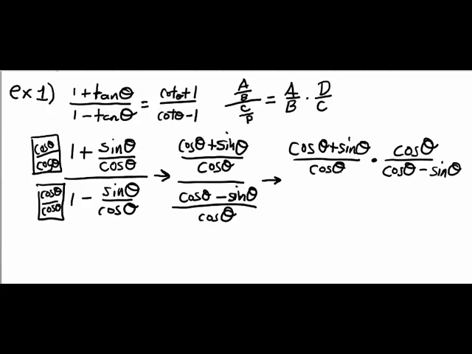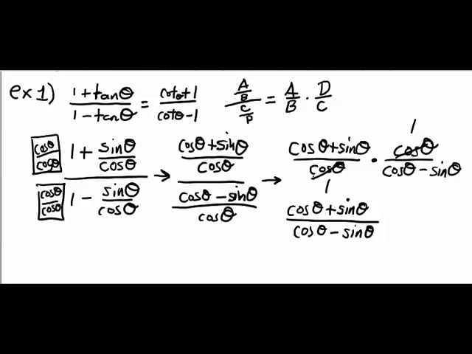Most of us call it cross canceling because this and this divide to make 1. And now what we have left is cosine theta plus sine of theta divided by cosine of theta minus sine of theta. So let's go back to our original three strategies. Our first strategy was turn everything into sine and cosine, which we've done.